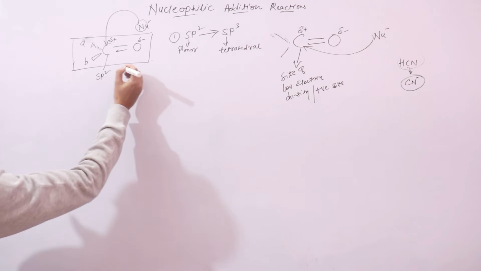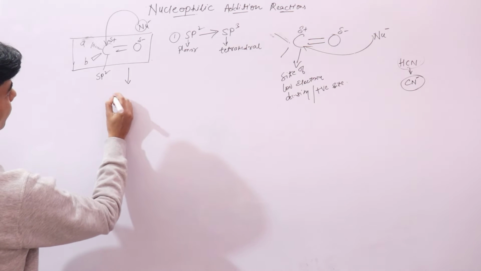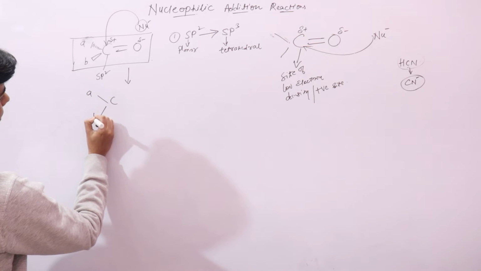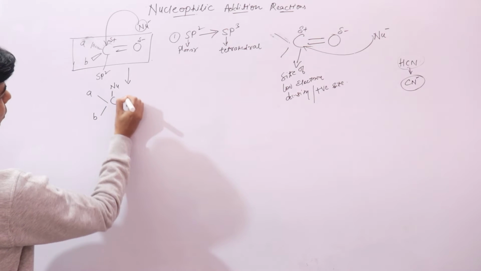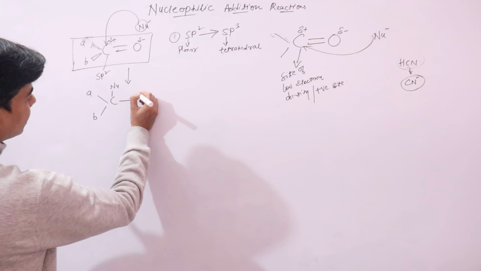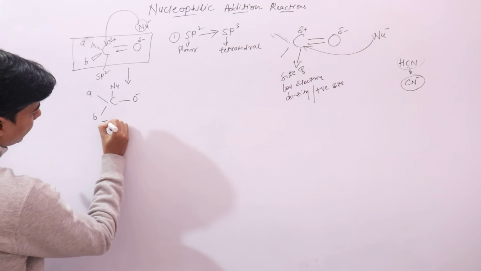That means after the attack of the nucleophile, it would be like this: A, B, then you have the nucleophile, then you have oxygen. You have four atoms attached to it. That means now it's tetrahedral, and your oxygen has a negative charge. This is your tetrahedral intermediate.